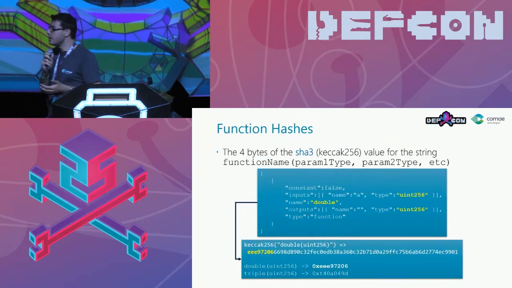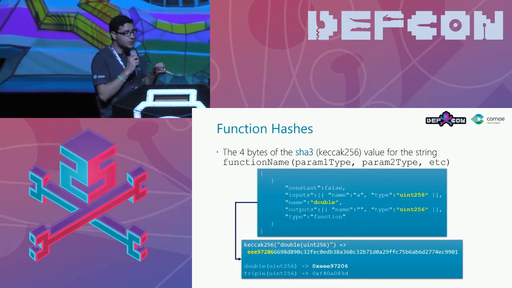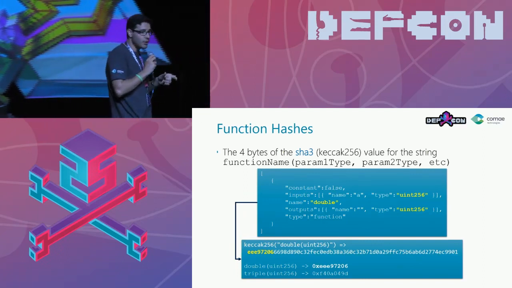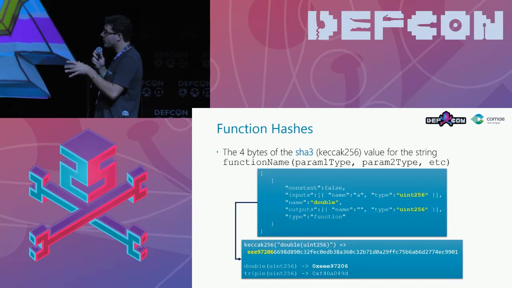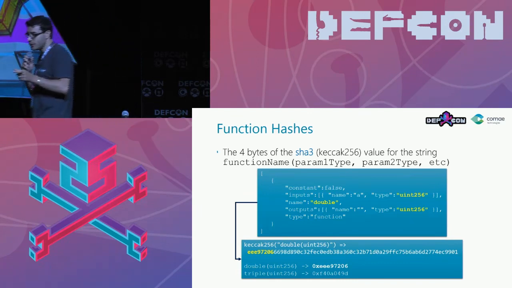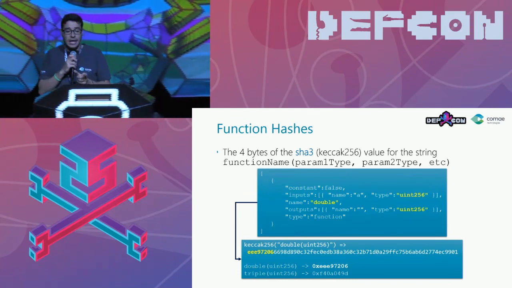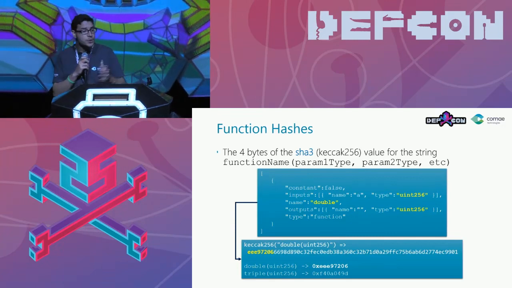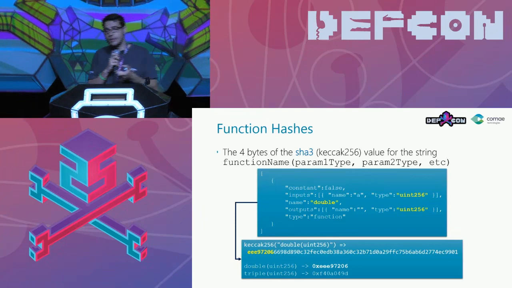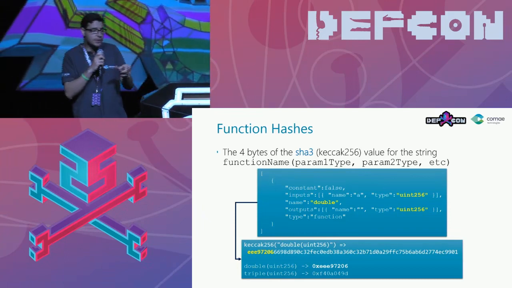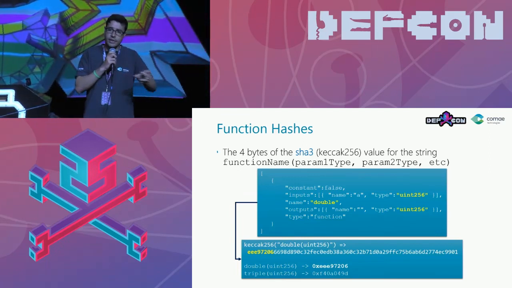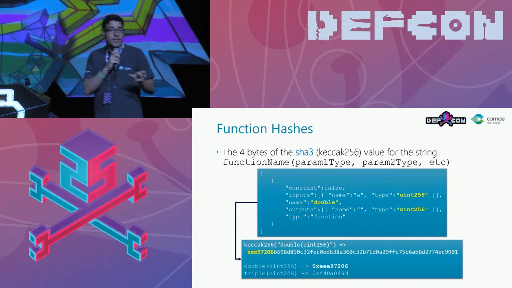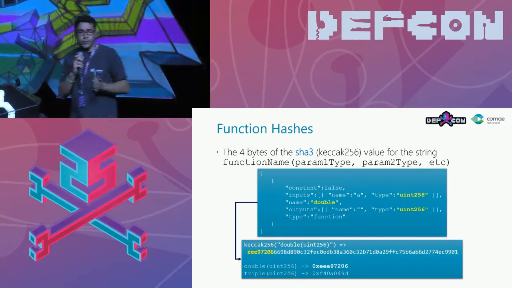So function hashes, the way they're computed, basically they take the function name and the parameter type of each argument, stick them together, and compute the SHA-3 of that input. The first 4 bytes of the result would be the hash method. It's pretty straightforward. If you have the ABI, the actual interface of the contract, you can easily recompute it. But if you don't, from the actual switch function, you can extract the hash method from the runtime code.